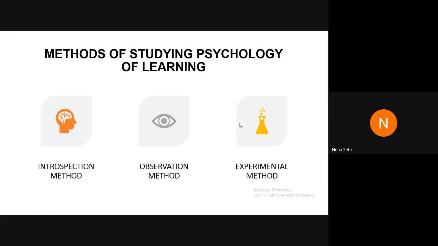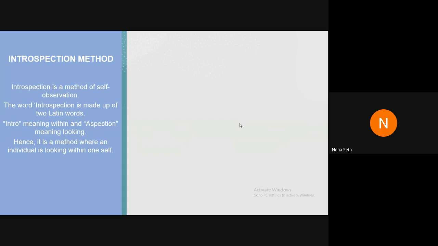There are different methods. One is the observation method, and the third one is the experimental method. We will discuss these methods one by one. Please come to the next slide.